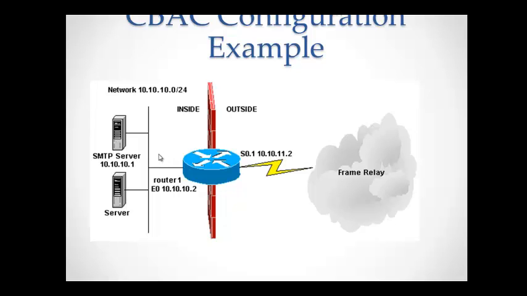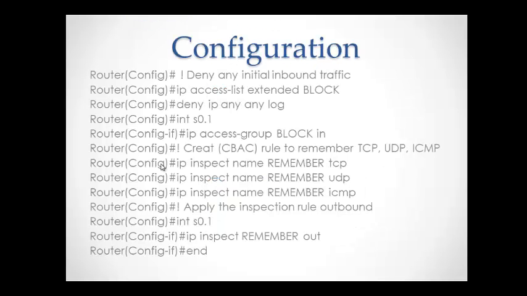Will the ping happen? The ping will not happen. Why? You did not inspect ICMP. We inspect only TCP. So depending on your need, you can say what to inspect and what not to inspect. Whatever is inspected, only for those the return traffic will be allowed to come back. Others will not be able to. So that's the basic idea behind CBAC.